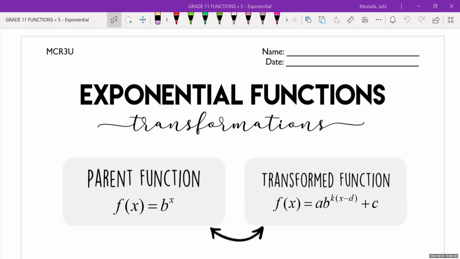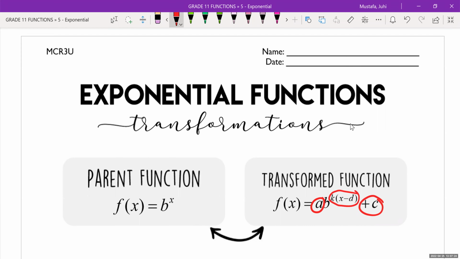The only difference is because this has an exponent, it looks a little bit weird. So you just have to get used to the weirdness. You should know the parent function always looks like b to the power of x. And then the transform function is going to have a whole bunch of stuff added to it. For example, you can have a number in the front. You can have a number at the end. And then you can have a whole bunch of stuff in the exponent.